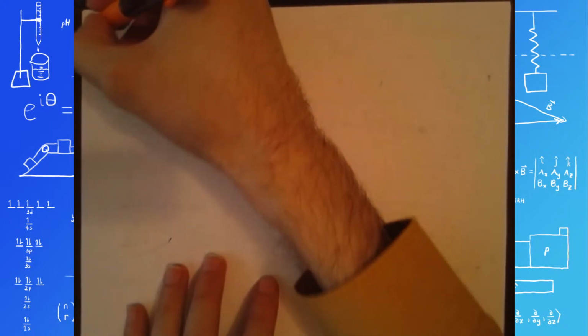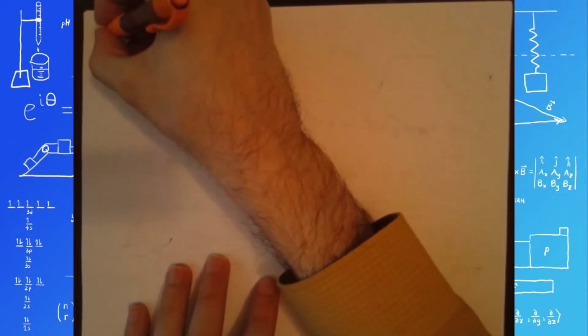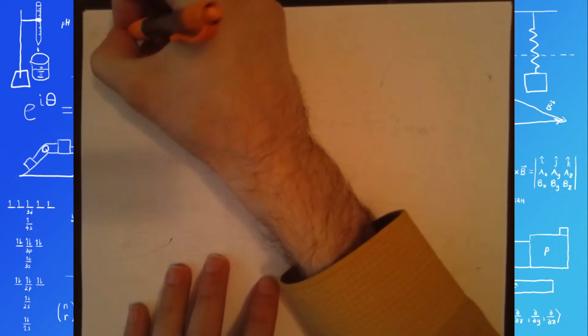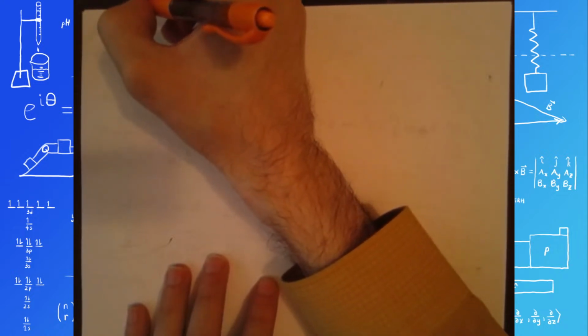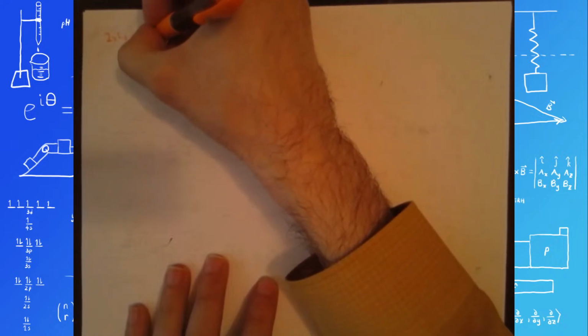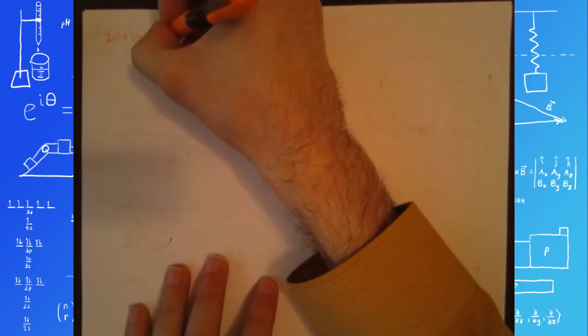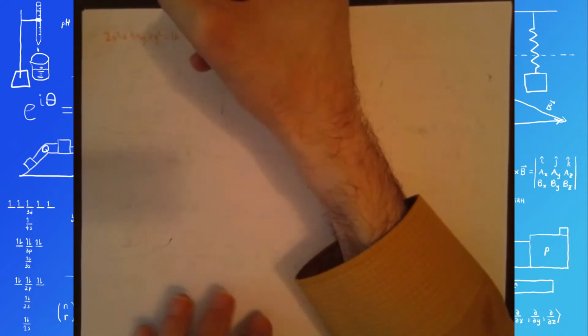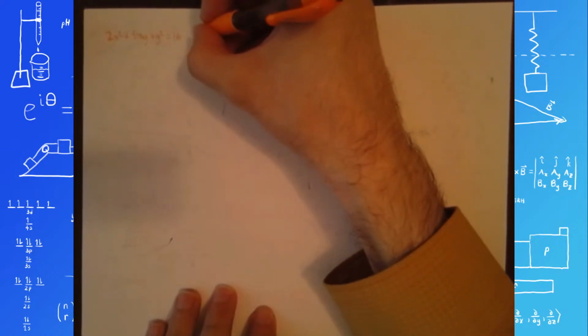First one is 2x squared plus 5xy plus y squared equals 16, and x plus y equals 3.